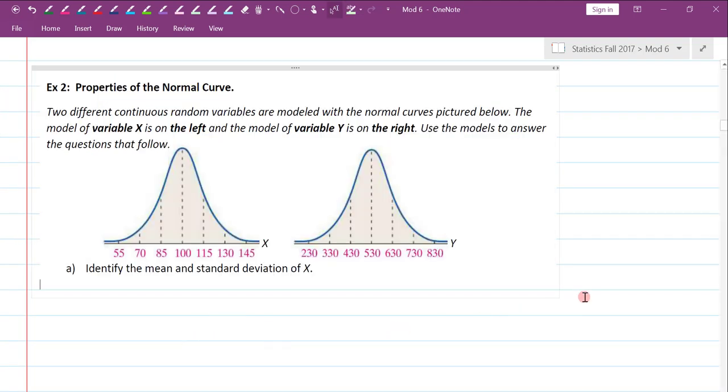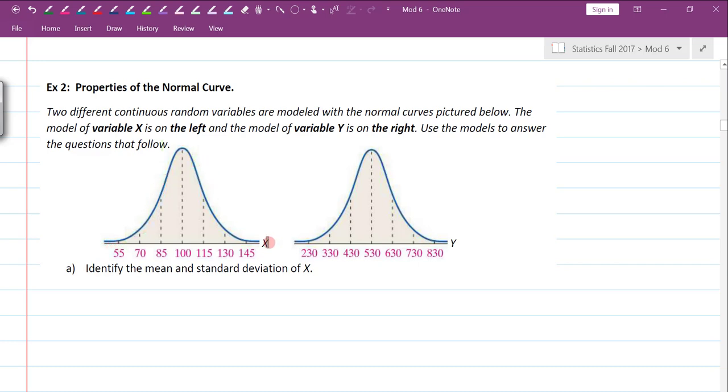Okay, let's look at the properties of the normal curve. When we look at this, it says here are 2 different continuous random variables that are modeled with the normal curves pictured below. The model of the variable x is on the left, and the model of the variable y is on the right. Use the models to answer the questions that follow.